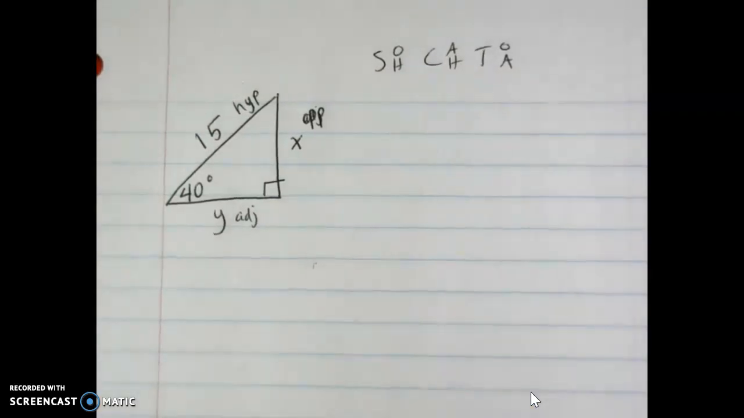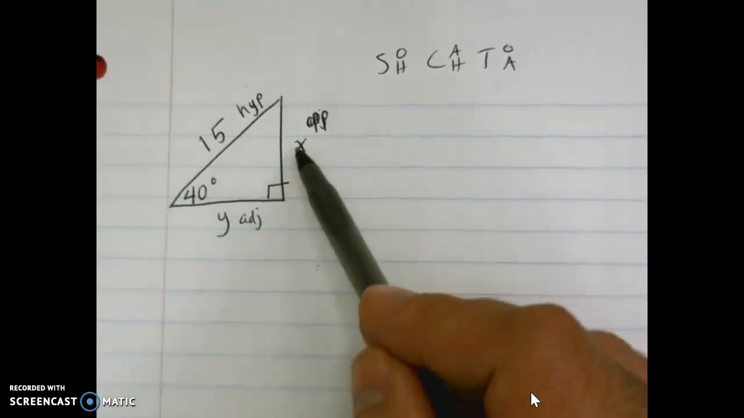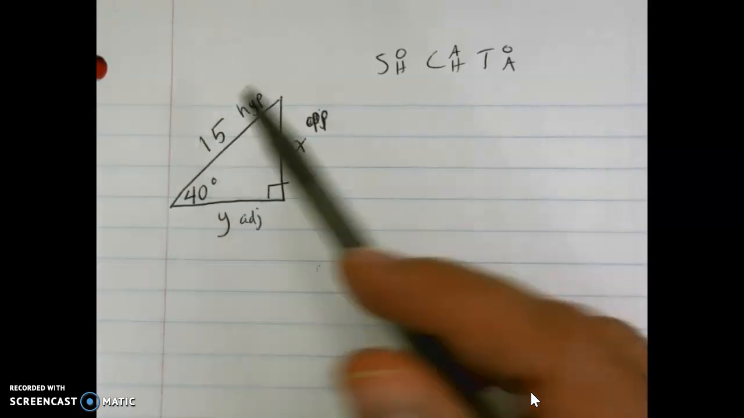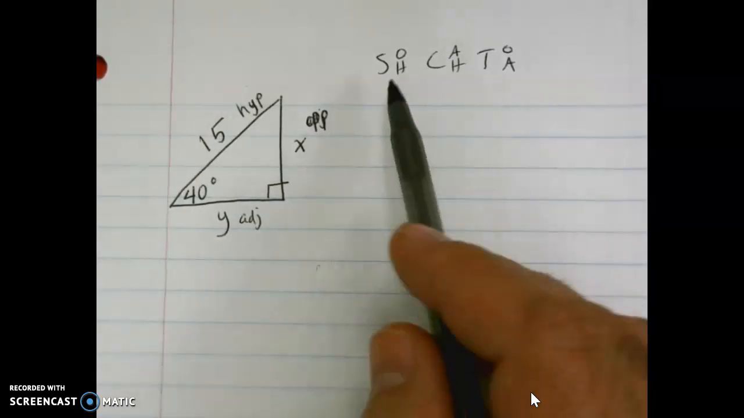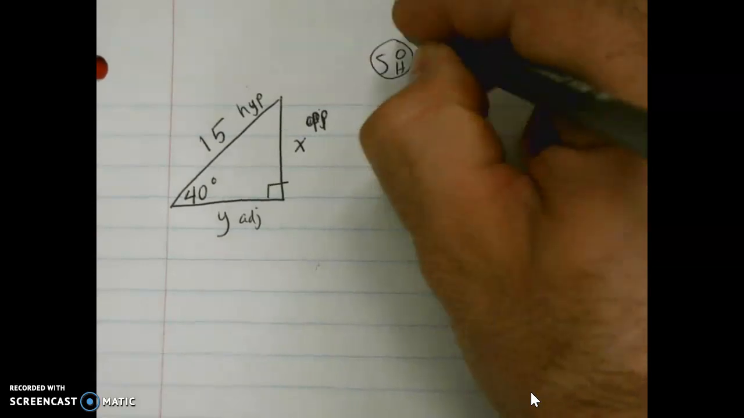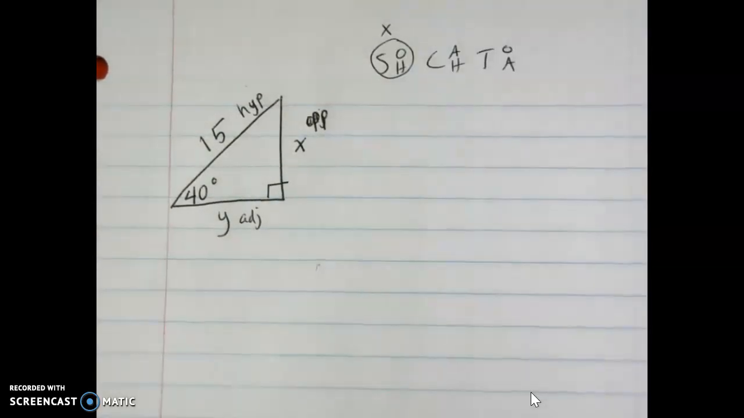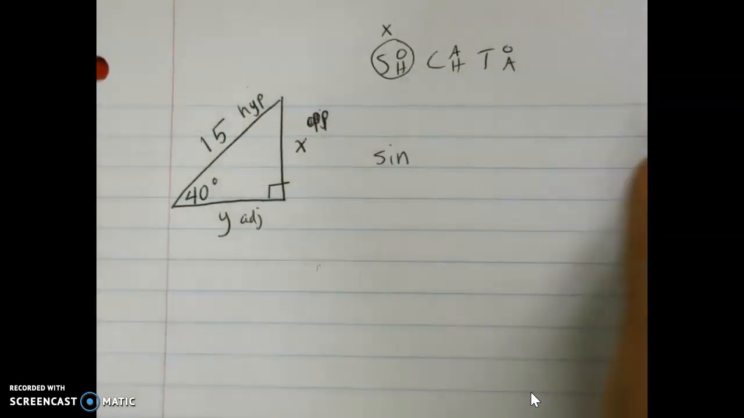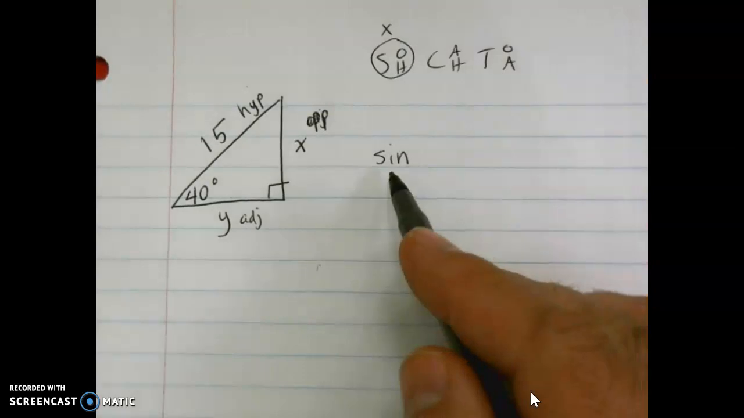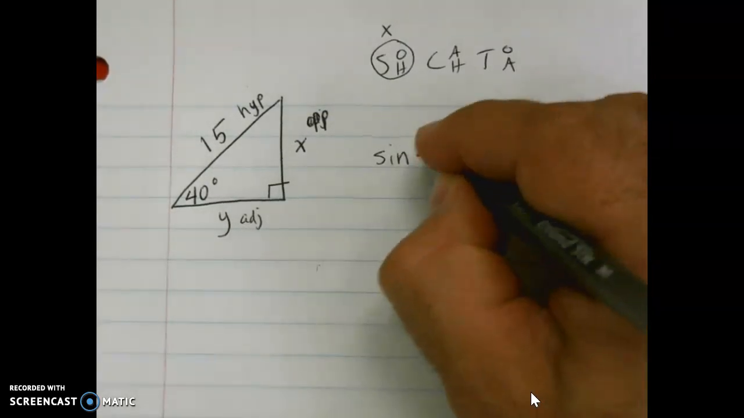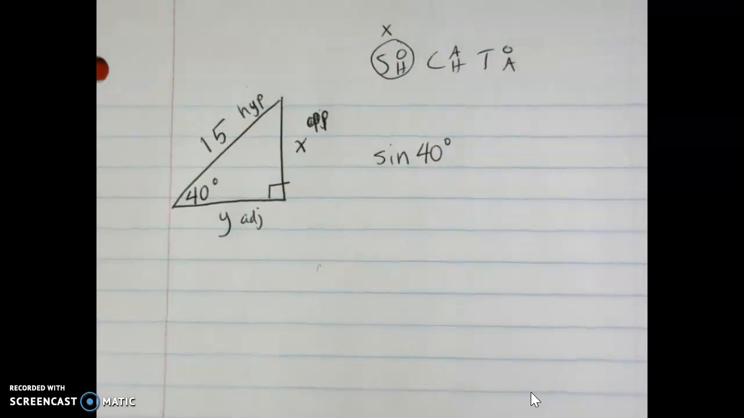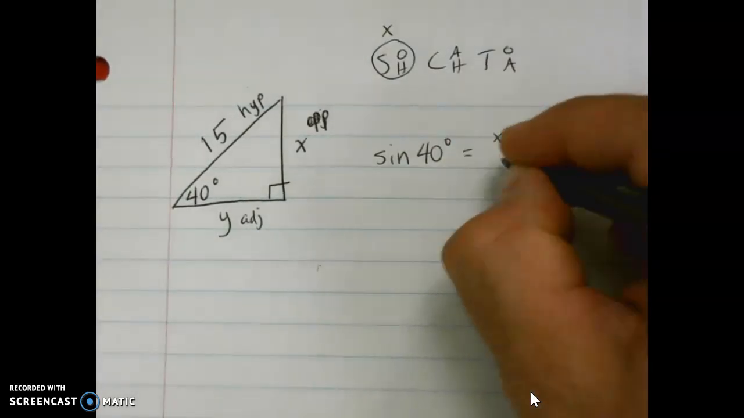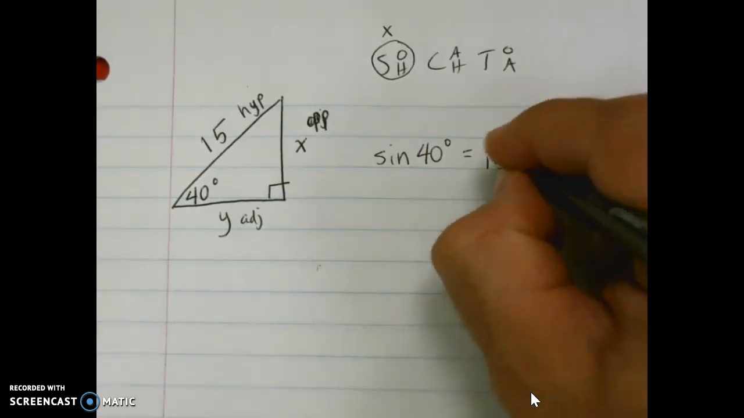Okay. Let's start with x. X is the opposite. Opposite divided by hypotenuse is my sine. Okay? So I'm going to use this one to solve for x. Now, we said that the sine of the angle is opposite over hypotenuse. The sine of my angle here is sine of 40 degrees. This is equal to the opposite, which is x, divided by the hypotenuse, which is 15.